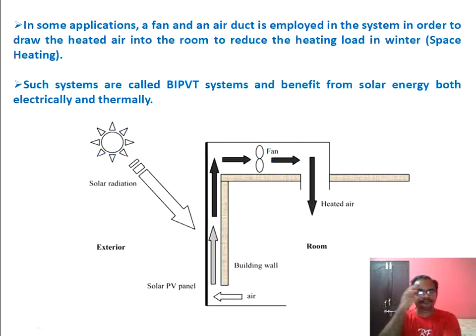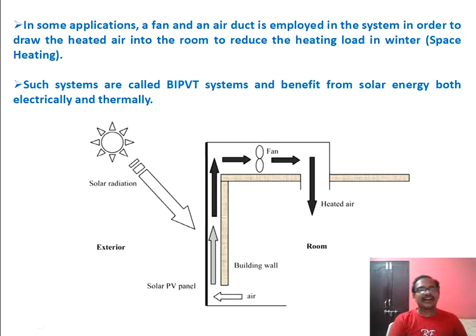In some applications a fan and a duct are employed in the system in order to draw heated air into the room to reduce the heating load in winter. So in some applications we can use it similar to a Trombe wall. There are two purposes. There is a bottom vent and there is an upper vent.